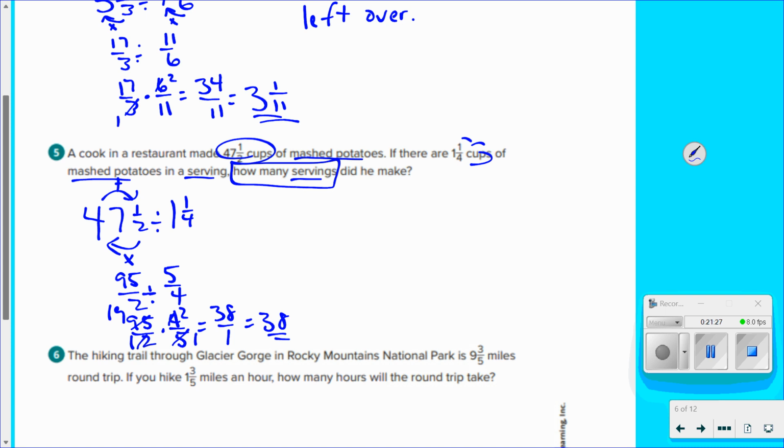Okay? As long as you do the reductions, this one's easy. So he can make 38 servings.